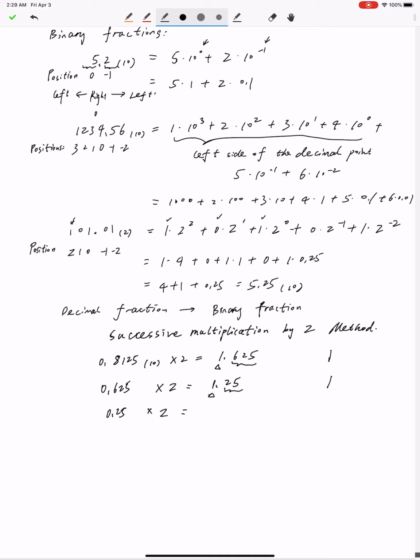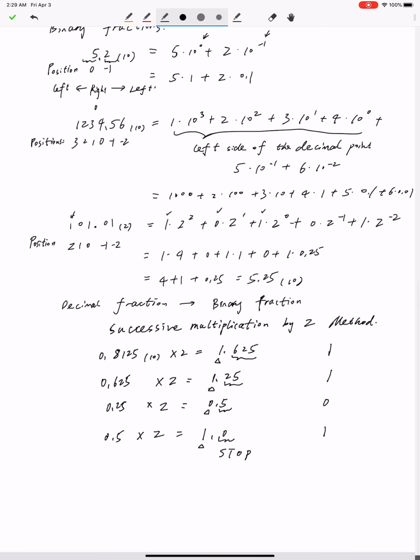0.25 times 2, that's 0.5. The integer part is 0, and the fraction part is 0.5, right? 0.5 times 2, that equals to 1.0. And here we have 0 in the fraction part, then we stop. But we still need to record what's the integer number, that is 1, right?